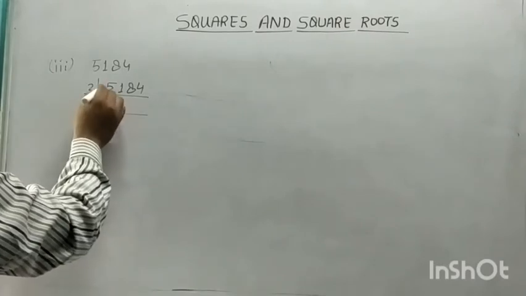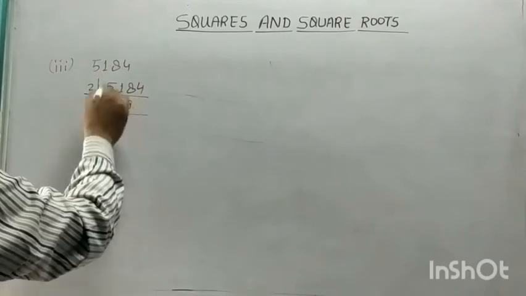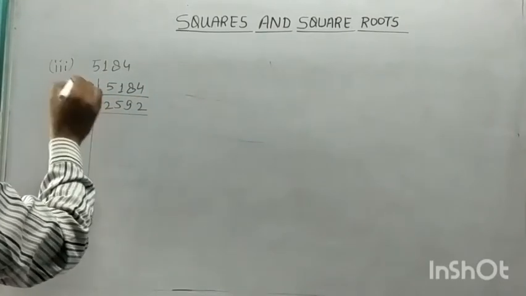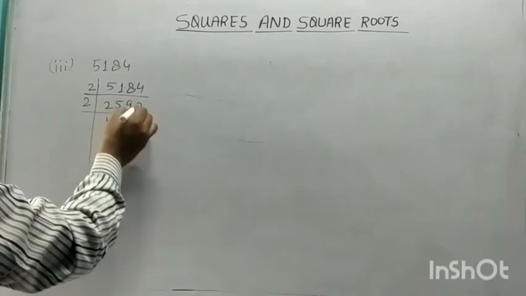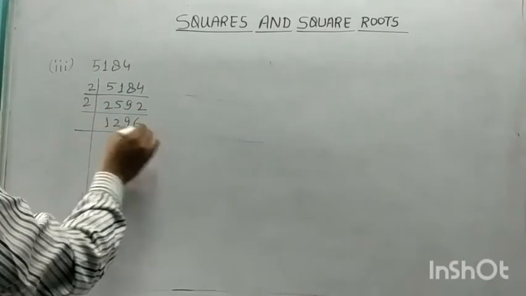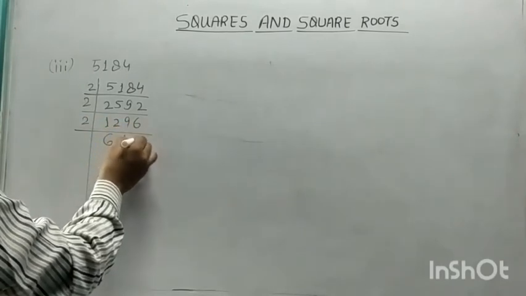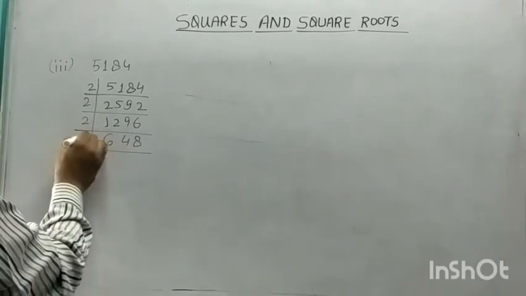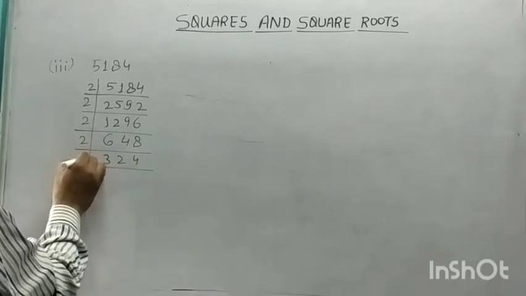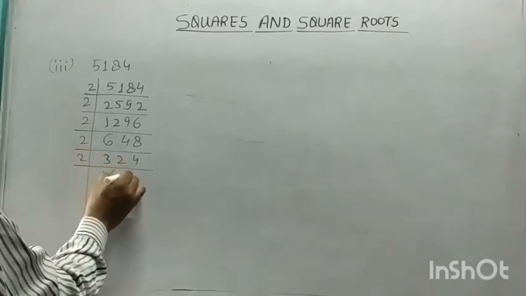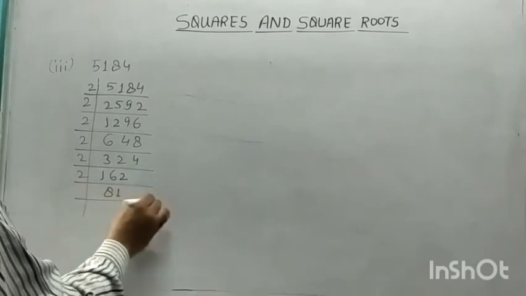2 2s are 4, 1 carry 11, 2 5s are 10, 1 carry 18, 2 9s are 18, 2 2s are 4. Again from 2, 2 1s are 2, 2 2s are 4, 1 carry 19, 2 9s are 18, 1 carry 12, 2 6s are 12. 2 6s are 12, 2 4s are 8, 1 carry 16, 2 8s are 16. 2 3s are 6, 2 2s are 4, 2 4s are 8. 2 1s are 2, 2 6s are 12, 2 2s are 4. 2 8s are 16, 2 1s are 2.